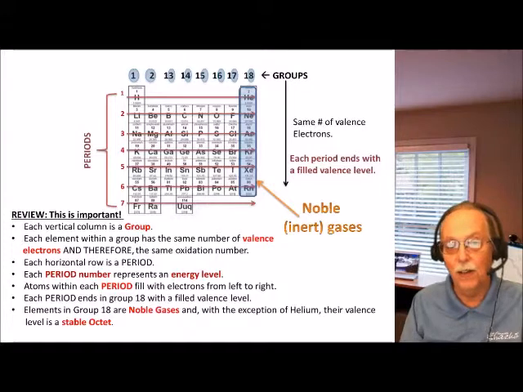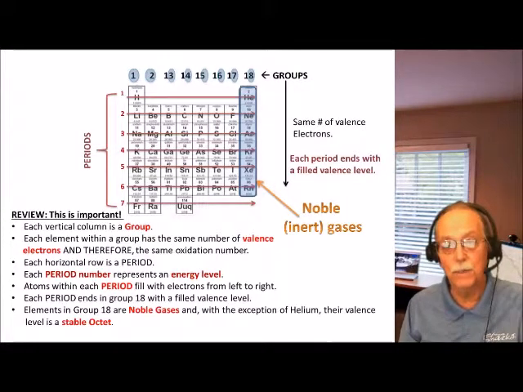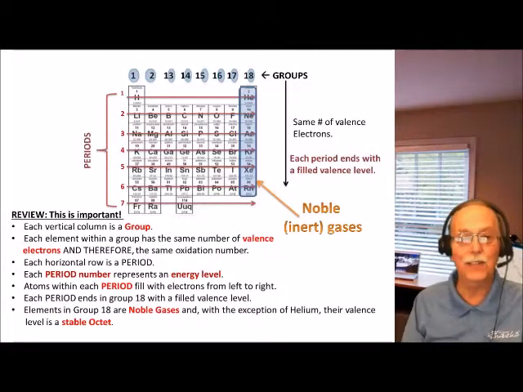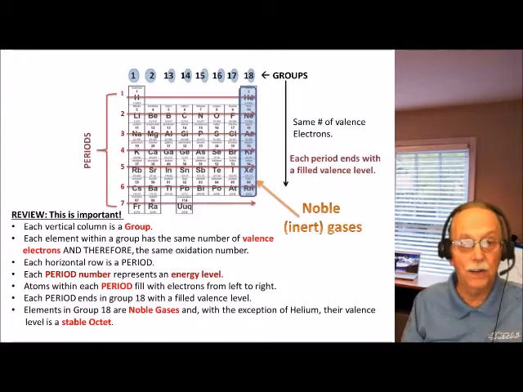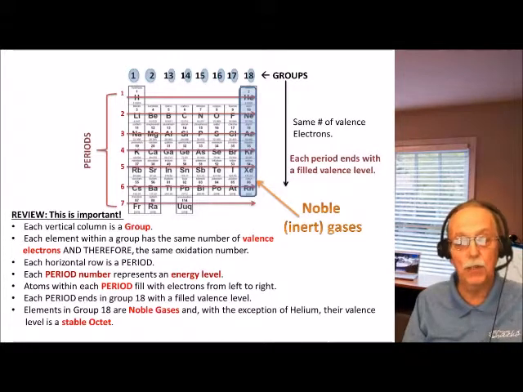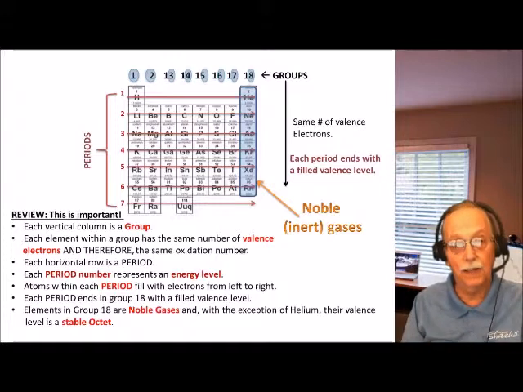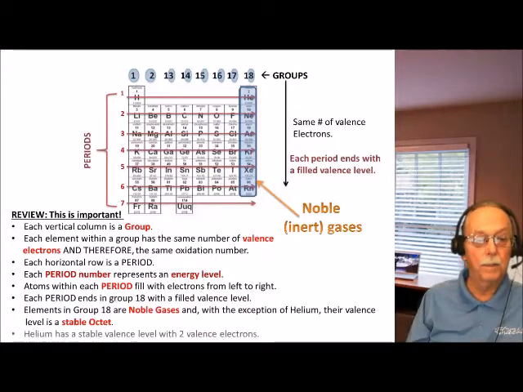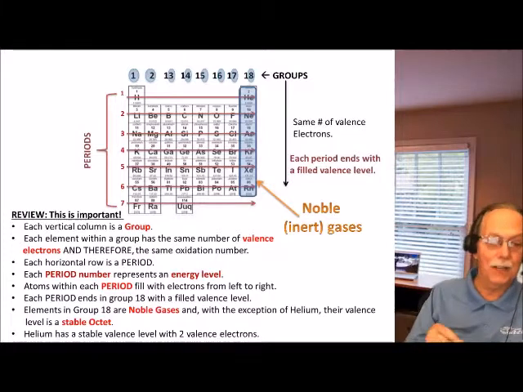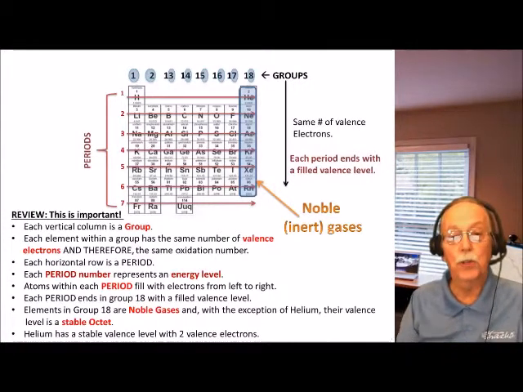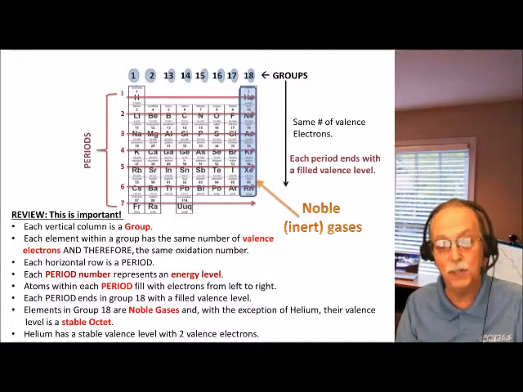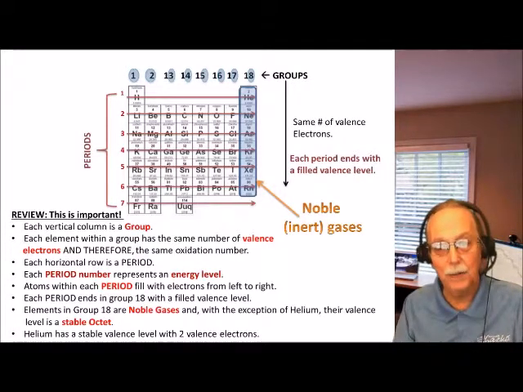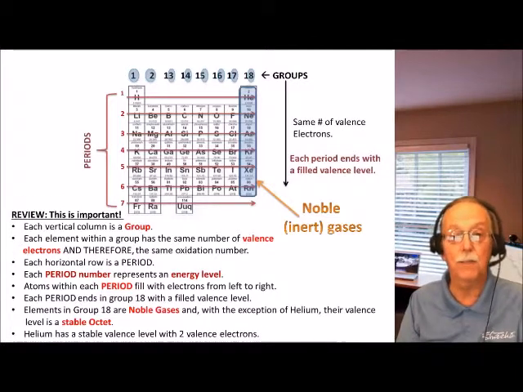Elements like neon and argon can be found in nature as trace gases in the atmosphere. Same with krypton, xenon, and radon. They don't react with any other elements under normal situations because they're stable. They have a filled valence level. Helium, remember, has a stable valence level with only 2 valence electrons. It's the exception in group 18. But it is a noble gas. Why? Well, it has a filled valence level.